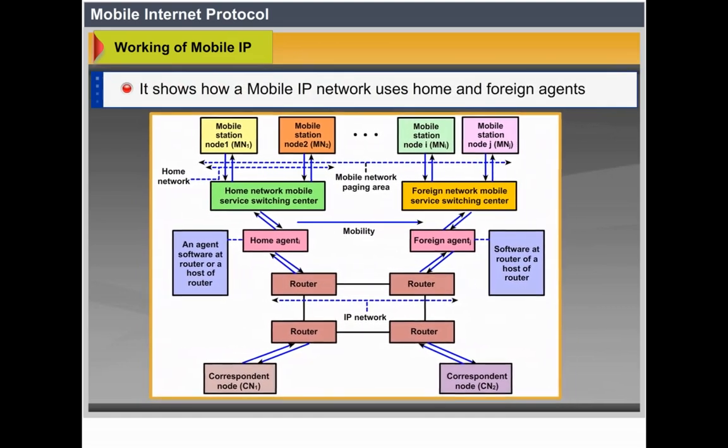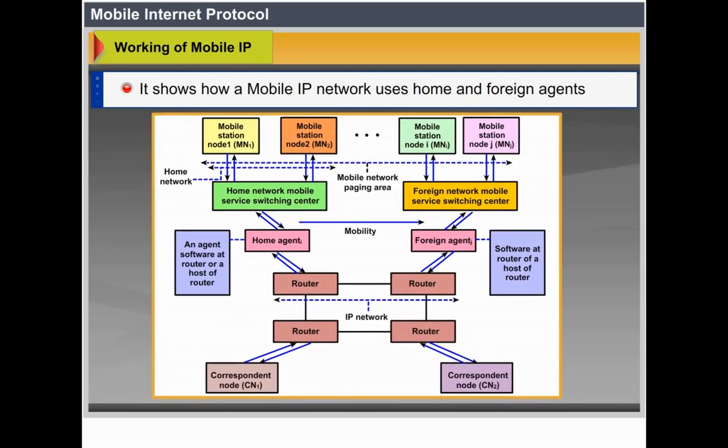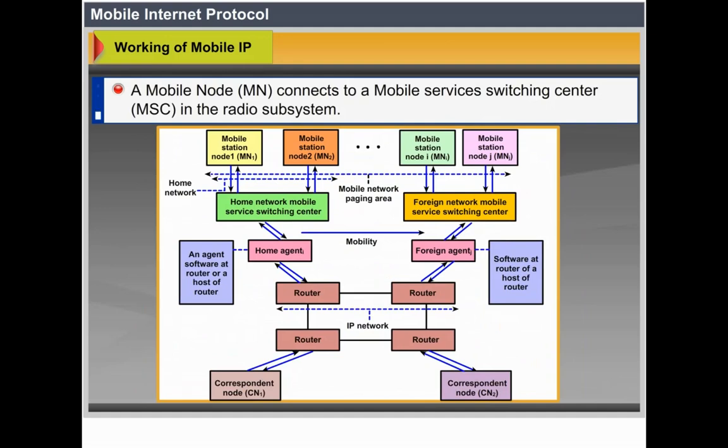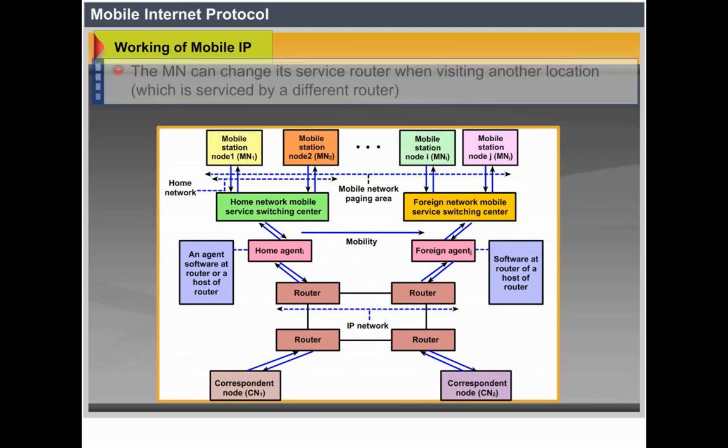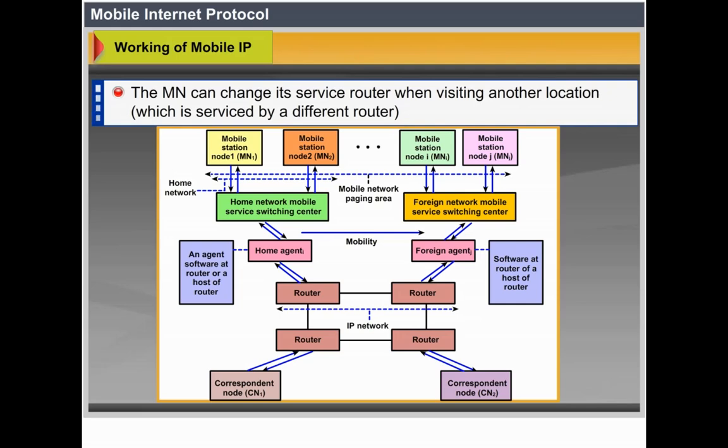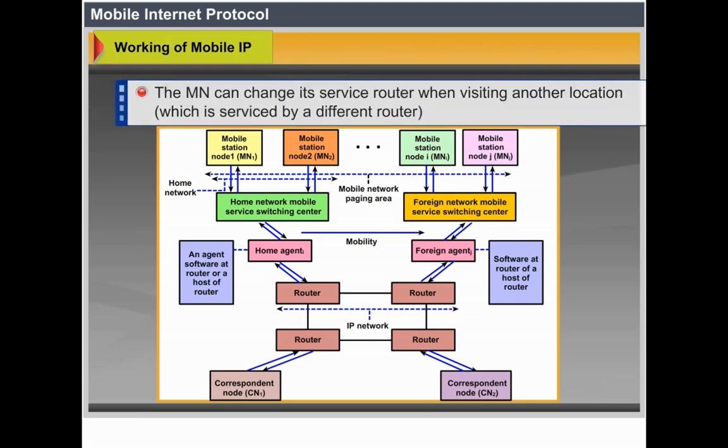It shows how a mobile IP network employs home and foreign agents. A mobile node MN connects to a mobile services switching center MSC in the radio subsystem. An MN can access internet services using the mobile IP protocol. The MN can change its service router when visiting another location which is serviced by a different router.